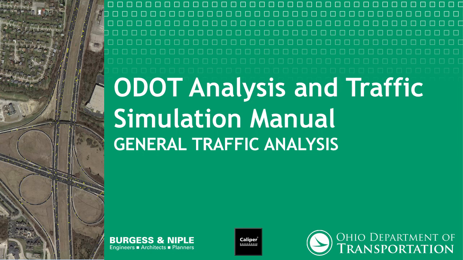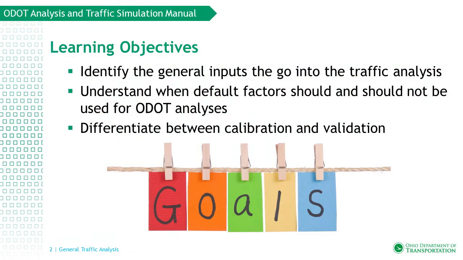This module, the Online Training for the ODOT Analysis and Traffic Simulation, or OATS manual, provides details on the typical inputs that go into the traffic analysis for ODOT projects. ODOT preferences are described. At the end of this module, you'll be able to identify the general inputs that go into the traffic analysis, understand when the default factors should and should not be used for ODOT analysis, and differentiate between calibration and validation.